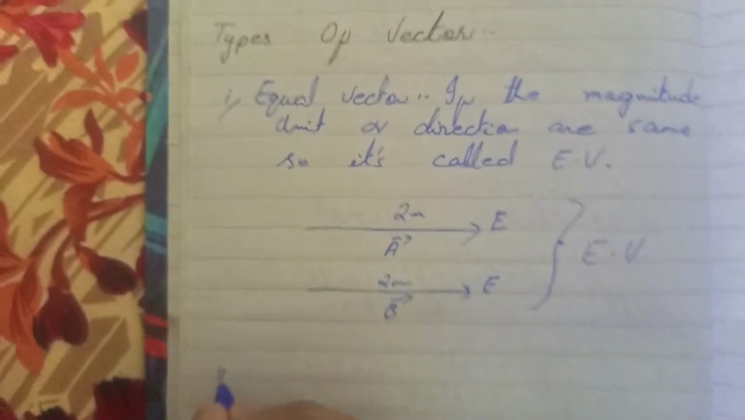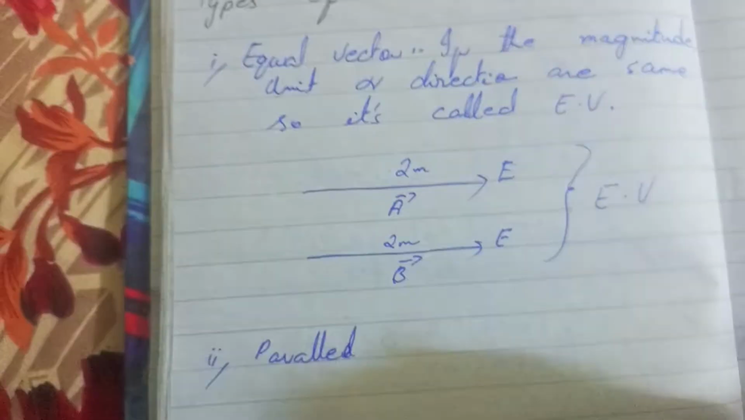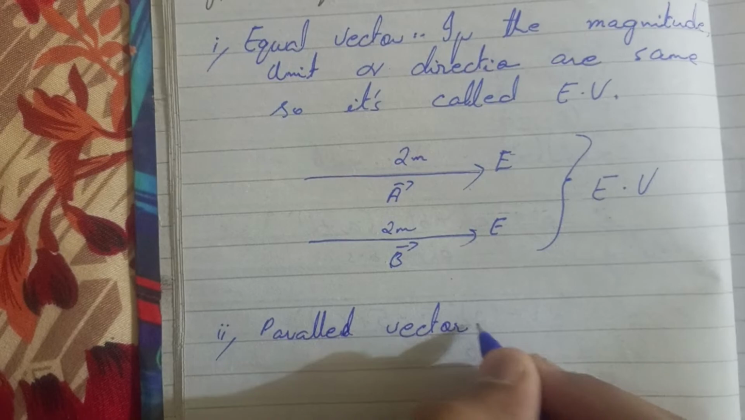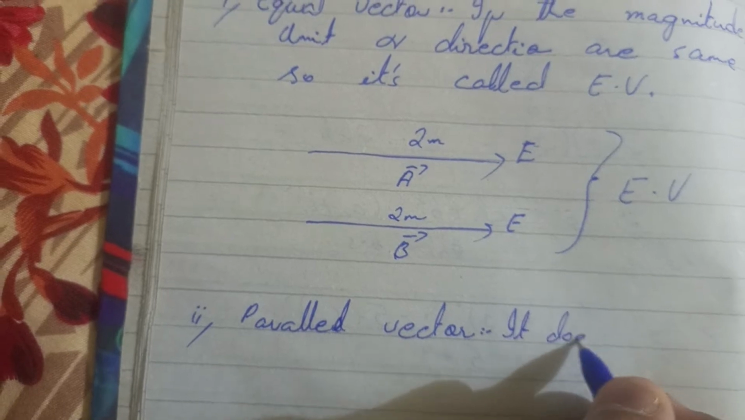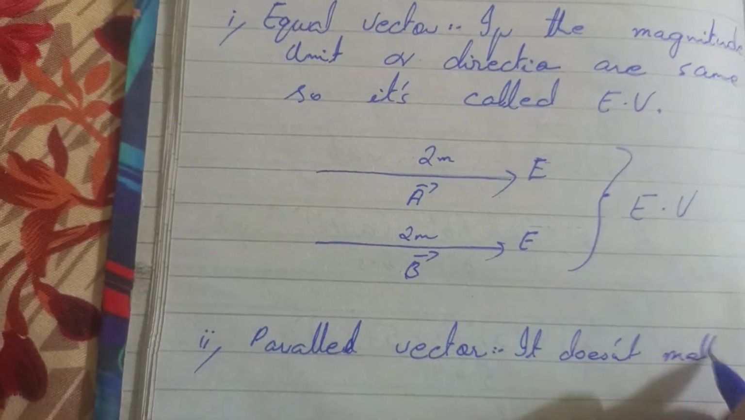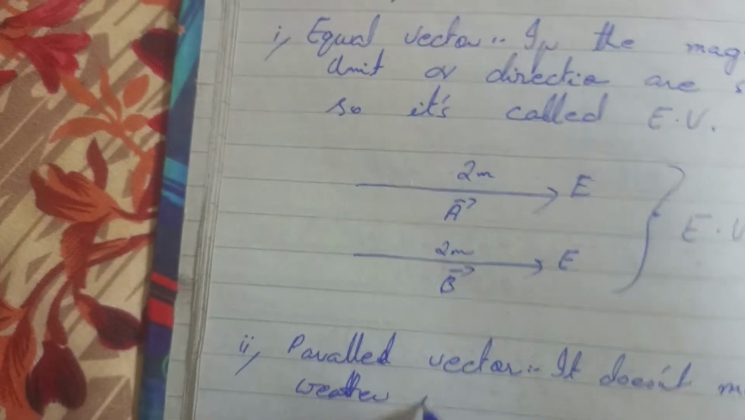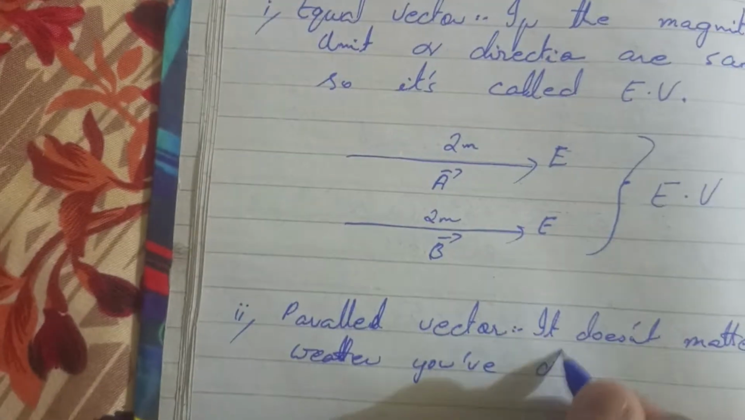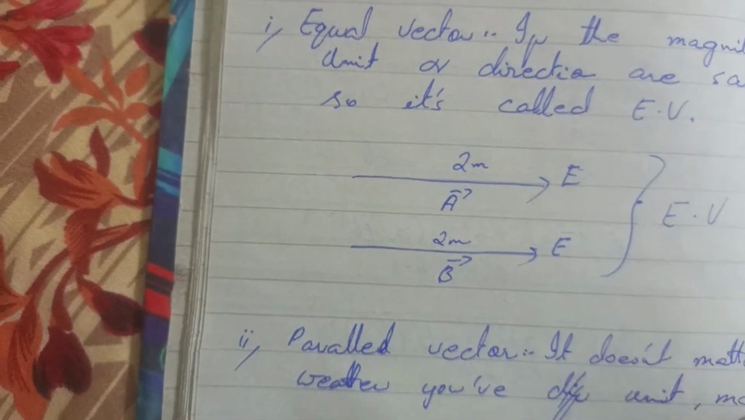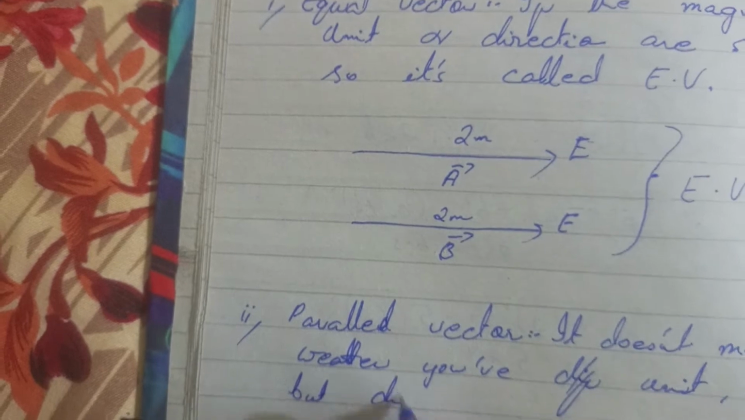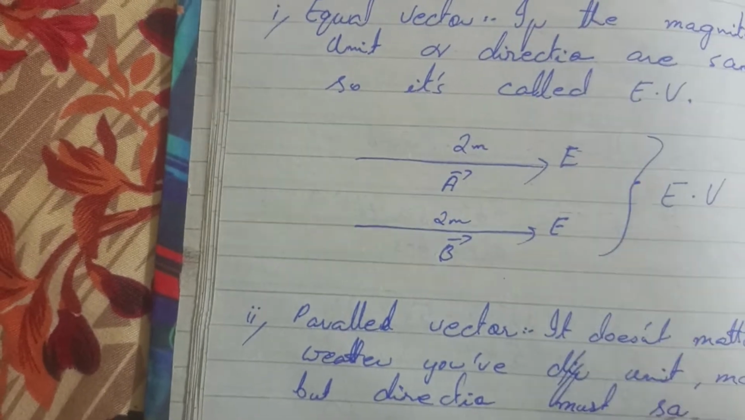Okay. Second, we have parallel vector. It says that it doesn't matter whether you have different unit and magnitude, but the direction must be the same. Direction must be the same.